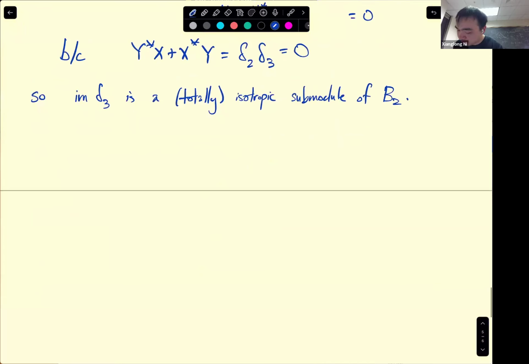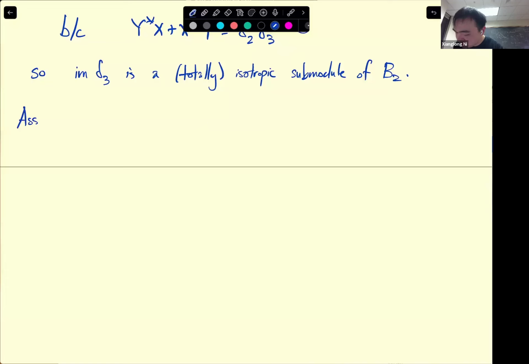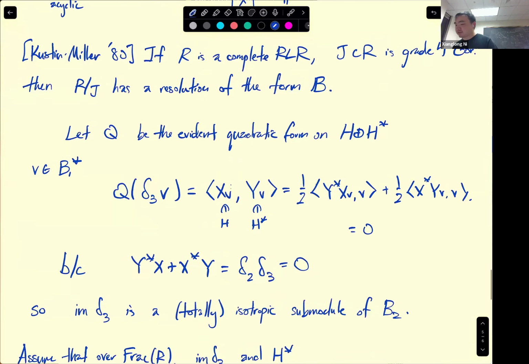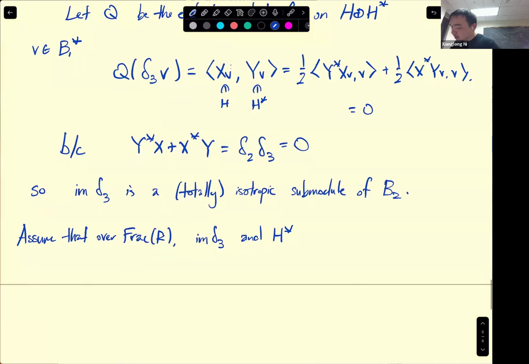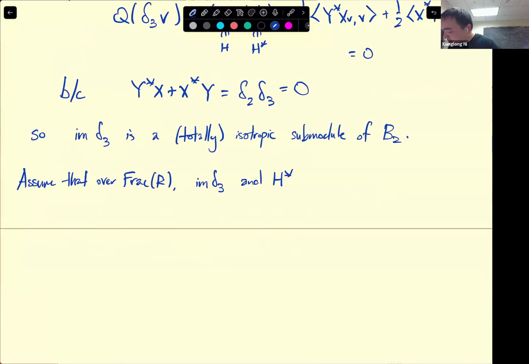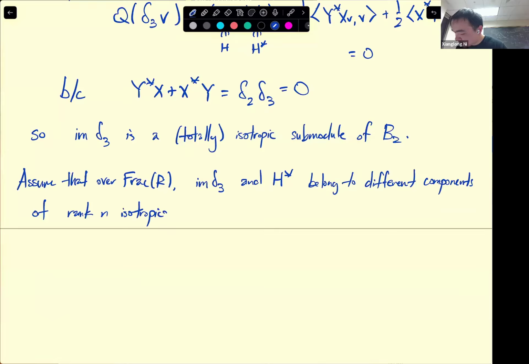So I'm going to make the following assumptions. I'll assume that over frac R, the image of delta 3 and H dual, so these are both rank n isotropic summands of this middle module, belong to different components of rank n isotropics in B2.